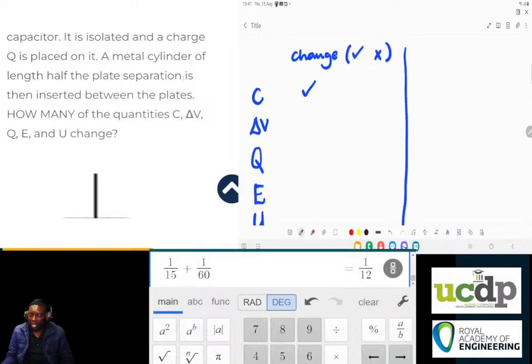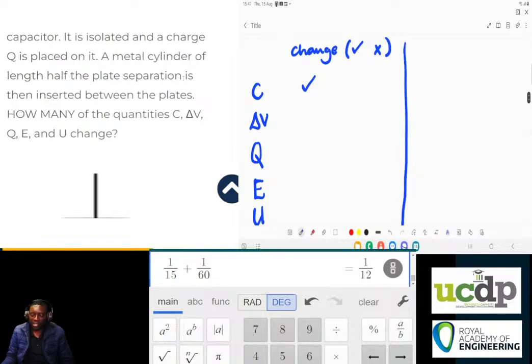What about the voltage across the capacitor, across the plates? The voltage across the plates.